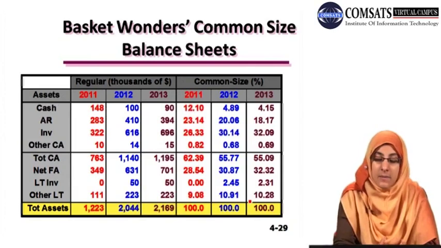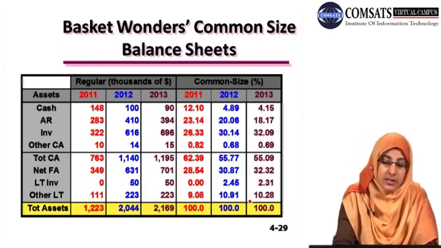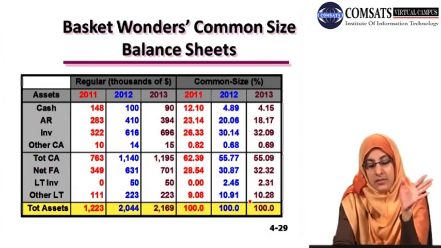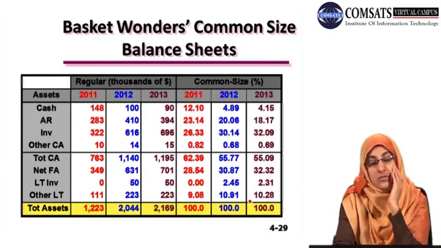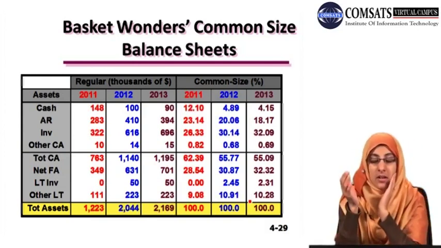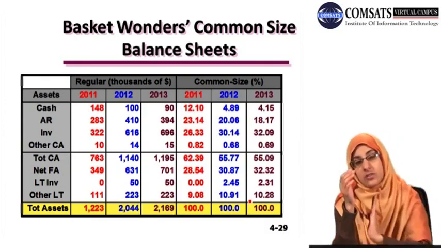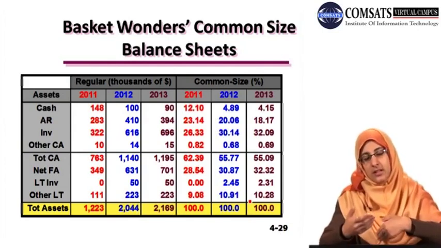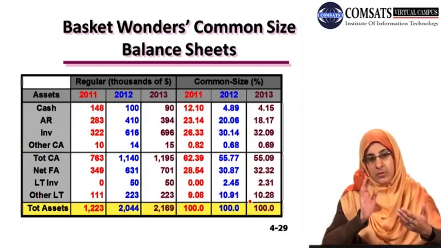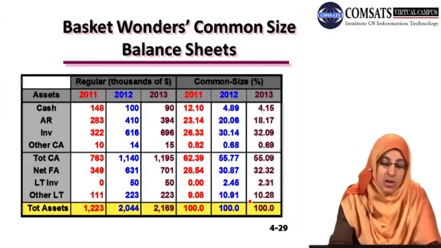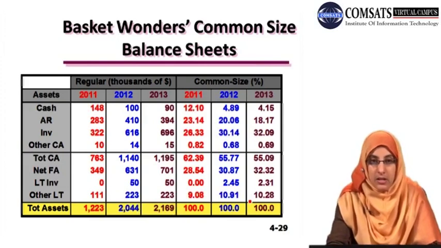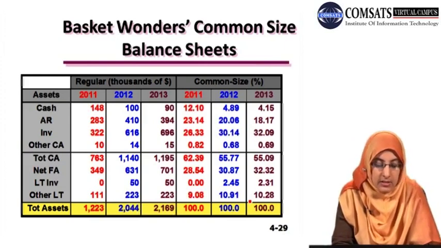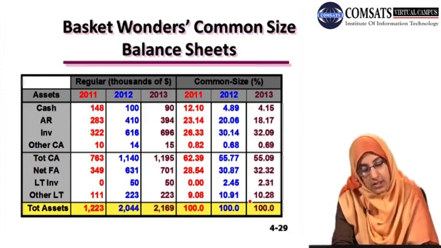For Basket Wonders' common size balance sheet analysis, we look at three different years, from 2011 to 2013. On one side we have all those values in thousands, and on the other side we have the common size analysis. It would be opposite for you, of course, because it is sitting in front of me, or your video or your laptop. You will find this as your right and this as your left side. Now for 2011, 12 and 13 we have different values for cash, accounts receivable, total current assets, total fixed assets, investments, and then total assets.